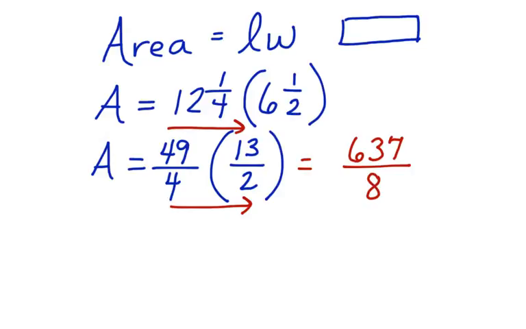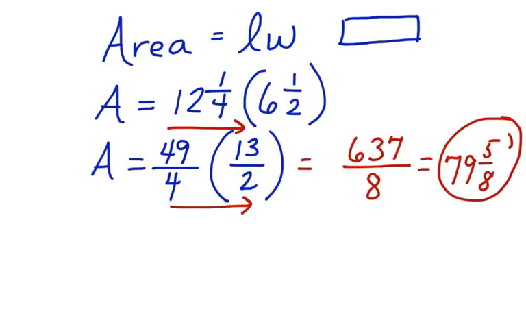Now we have to change this back to a mixed number. When we divide 8 into 637, we have 79 5/8 feet. 79 5/8 is the square footage of Jose's flower bed.